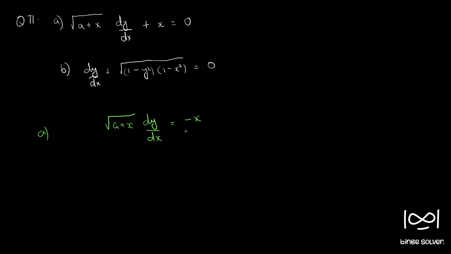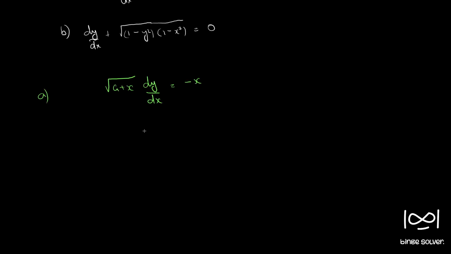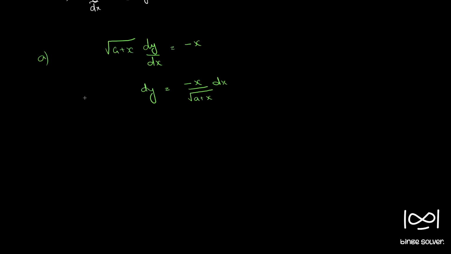Now we can solve this differential equation using the method of separation of variables. We can bring all the x terms to one side and y terms to the other. So that becomes dy equal to minus x by root of (a + x) dx. Now we can integrate this. So integral of dy equal to integral of minus x by root of (a + x) dx.